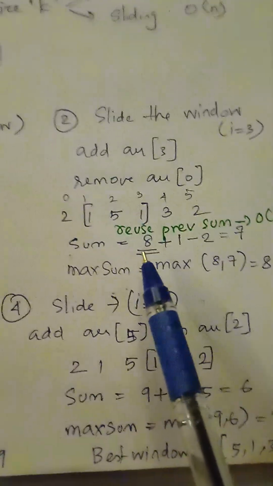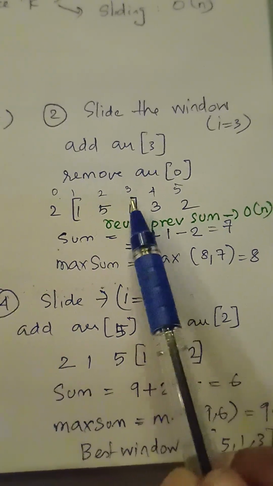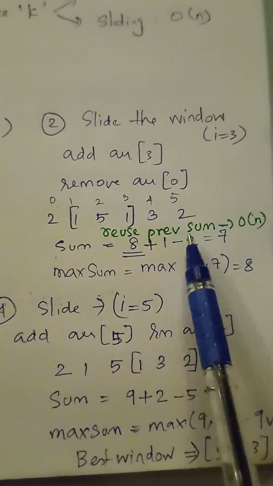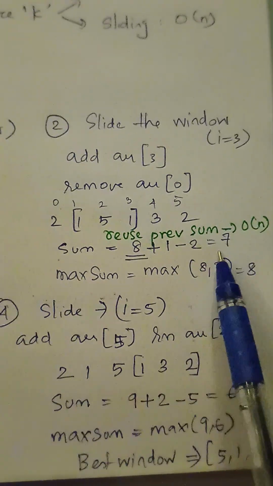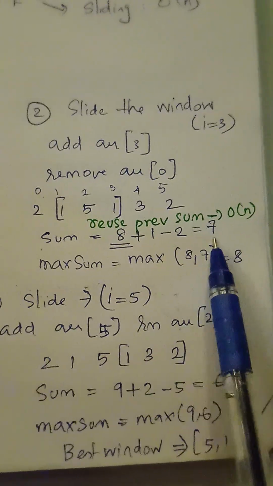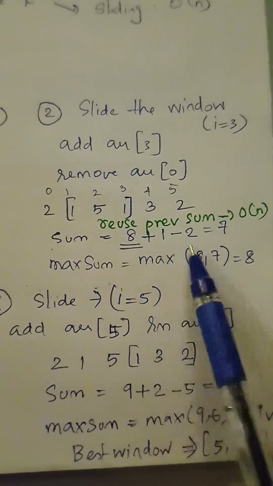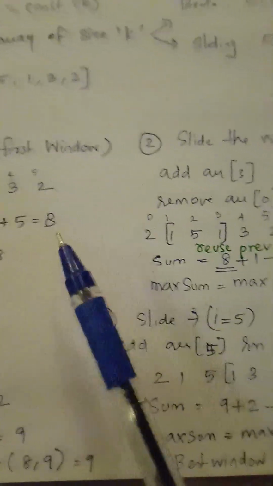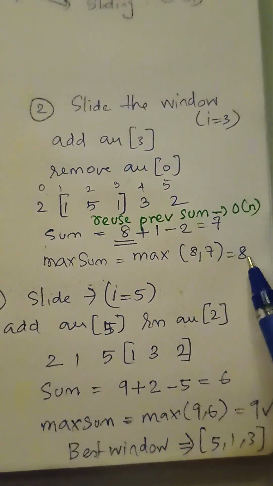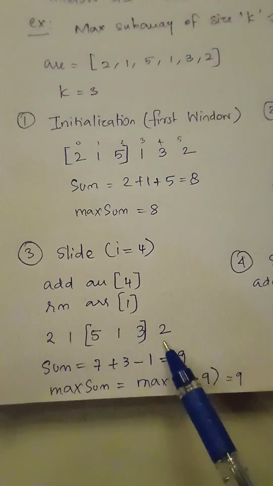You understand? So we'll be having this 8 plus 1. We are adding this 1 to the 8 and we'll be removing this 2 from the 8, right? Finally we'll be getting the sum. 1 plus 5 plus 1 is equal to 7, and that is exactly what we get here. And we can compute the maximum sum from the maximum of the previous value 8 and this new sum value 7. So out of these two, 8 is greater. So we are doing this continuously until the end is reached, right?